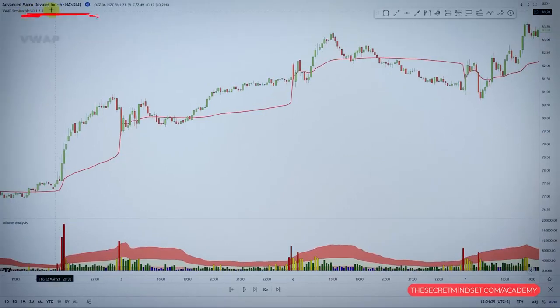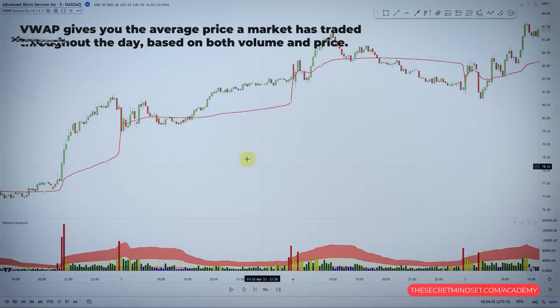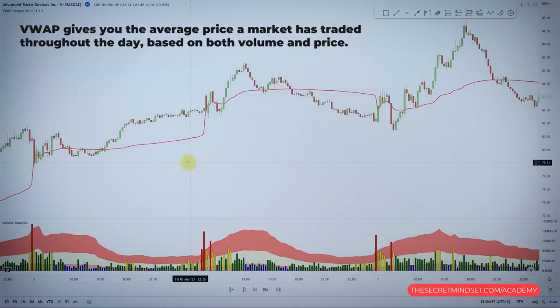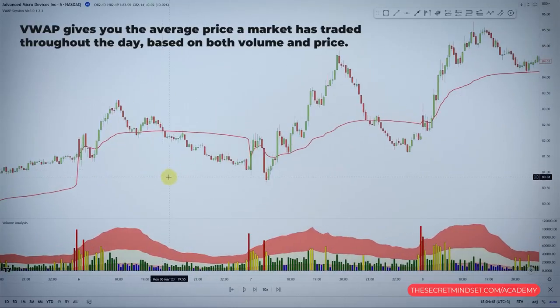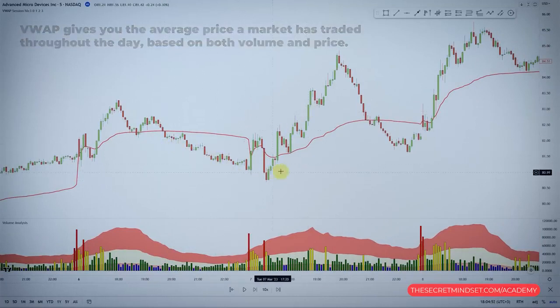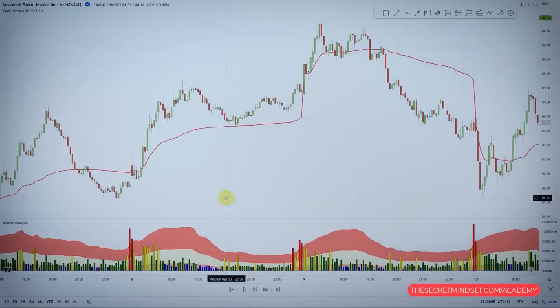The volume-weighted average price gives you the average price a market has traded throughout the day based on both volume and price. And this tool is important, especially in day trading. The VWAP appears as a single line on intraday charts, similar to a moving average. VWAP is a simple indicator. The price is either above it or below it. That's why it's an easy measurement on whether a market is cheap or expensive on the day.